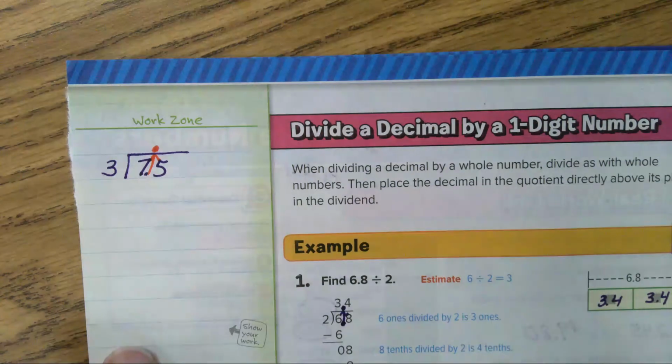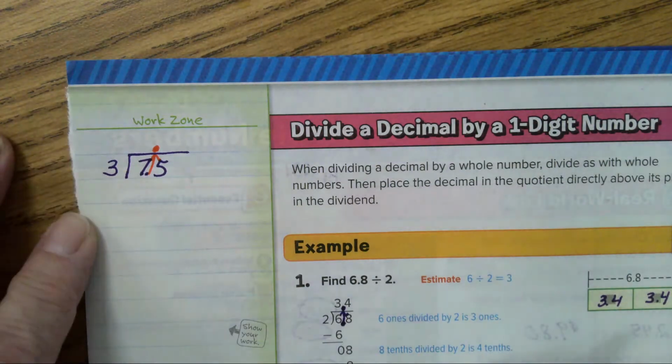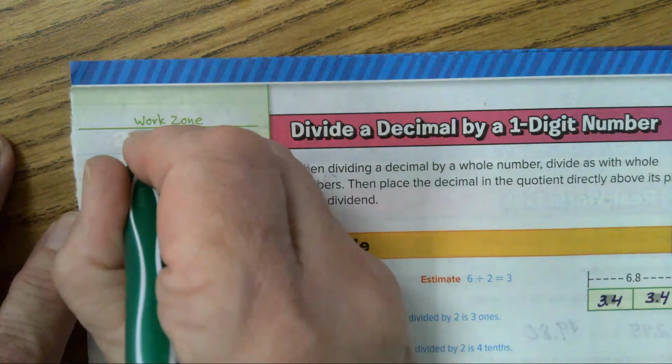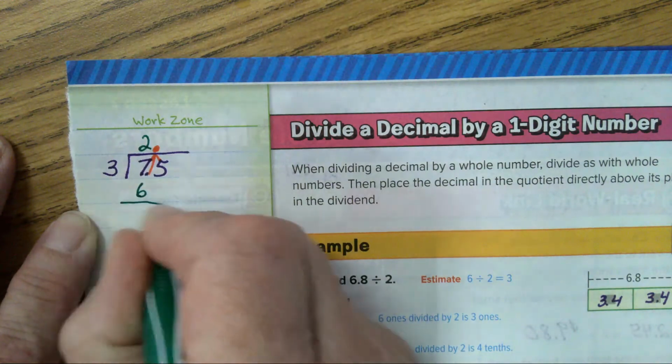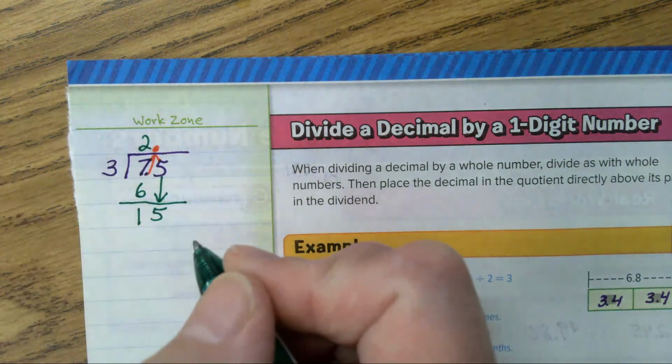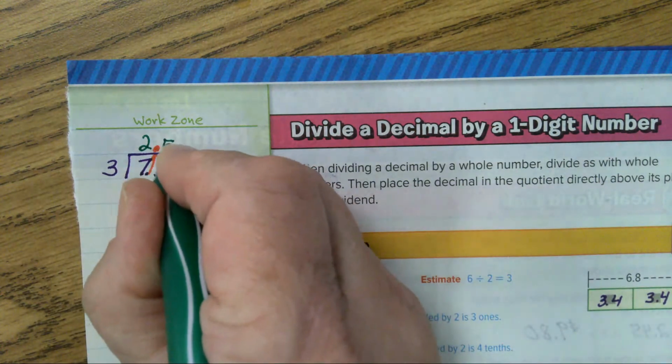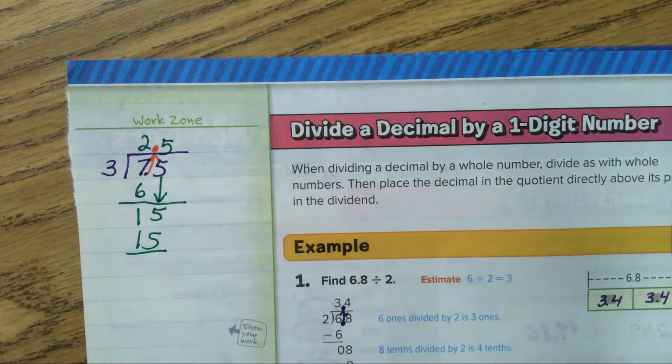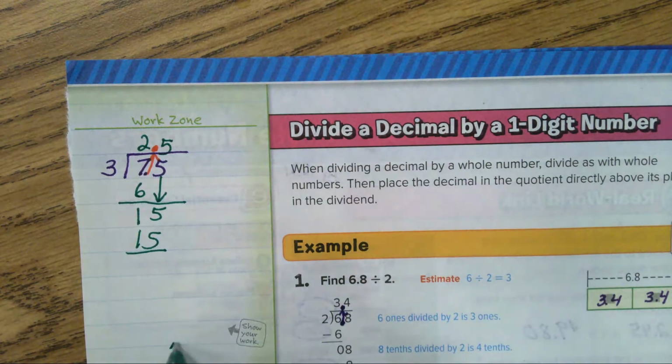Now, how many 3's live in a 7? 2, that's right. I saw you kids thinking you knew that right away. Subtract, bring down. How many 3's are in a 15? 5. 2 and 5/10. Write it on your blank. 2 and 5/10. Now let's go to letter B.